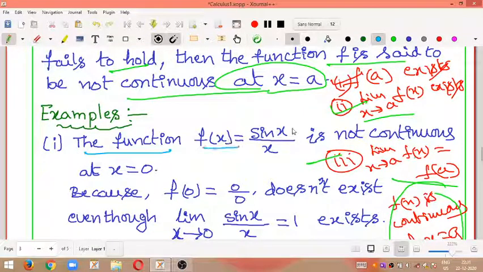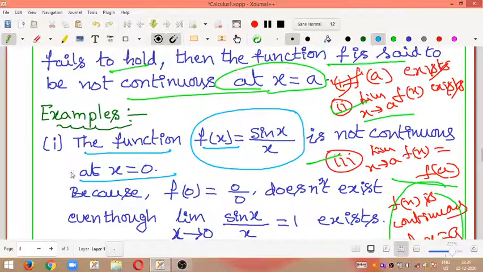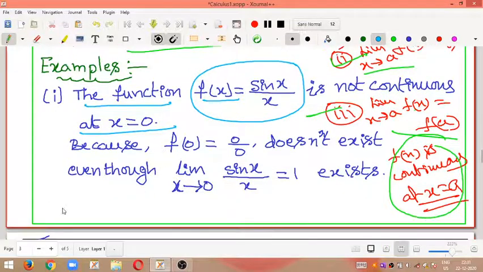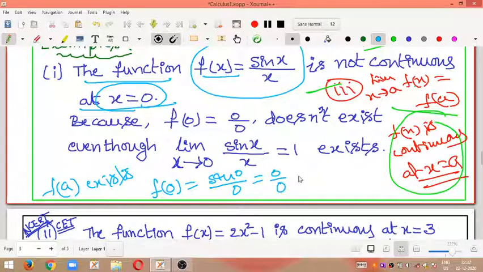The function f of x is sin x by x, which is not continuous at x is equal to 0. Why is it not continuous at x is equal to 0? By the definition, the first condition is what? f of a exists. We want to check whether this condition exists or not. Here a is 0, so f of 0 means sin 0 by 0. Sin 0, you all know, is 0. 0 by 0 does not exist. So the first condition is not satisfied.